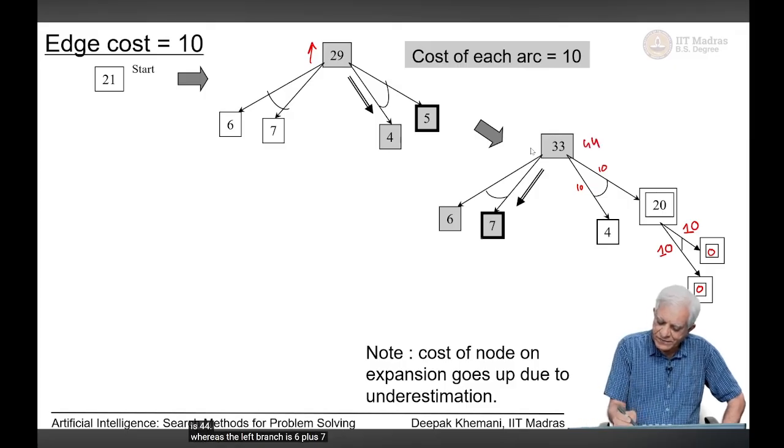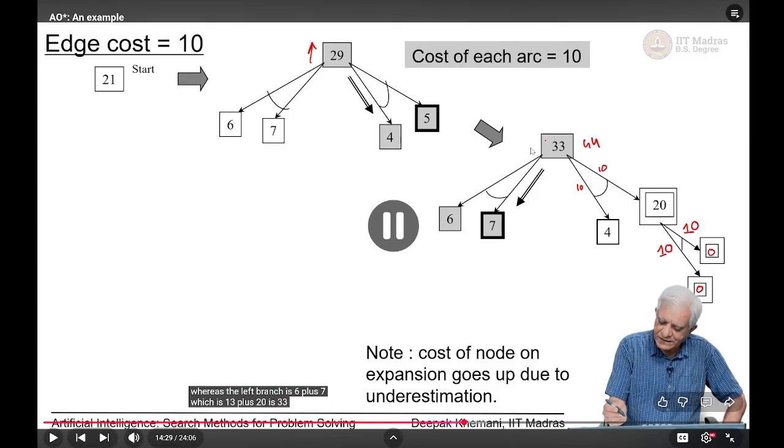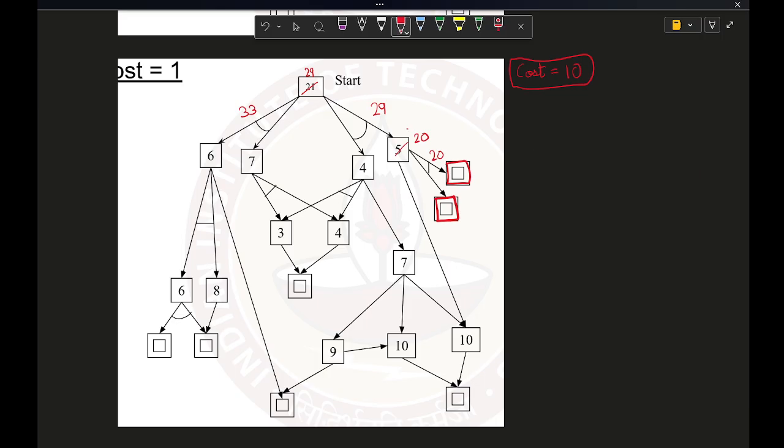Whereas the left branch is 6 plus 7, which is 13, plus 20, which is 33. 44 is higher than the 33 over there. Irrespective of that, this becomes 44, and now we make this 33 because that's the smaller one. So now we check for this one. This is 33, and we pick the maximum one here.